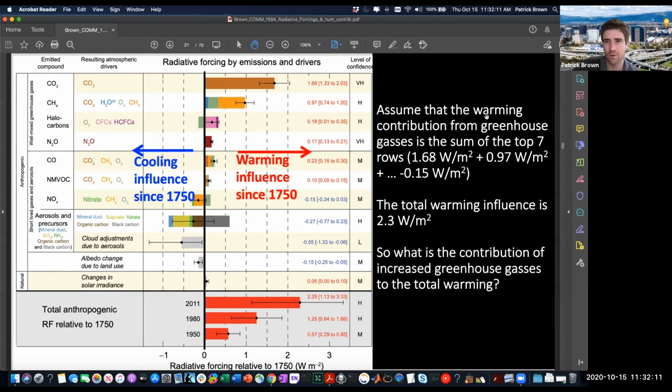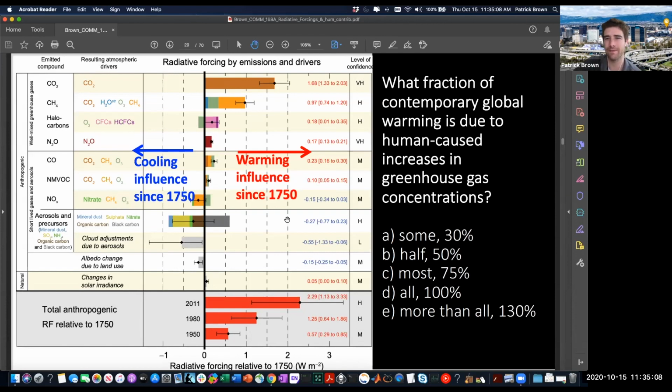So we can assume that the warming contributed from greenhouse gases is these numbers added up. And then you can also go down here and look at what the total warming influence is over that time frame. That's around 2.3 watts per meter squared. So based on those 2 pieces of information, think about how you would calculate the greenhouse gas contribution to the total warming that we've seen. It's kind of a weird calculation, but I'm doing it for a reason. It's interesting. But yeah, this is the answer. The answer is E, more than all, 130%.